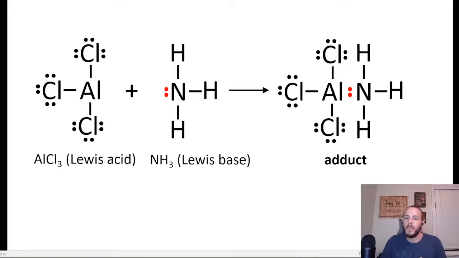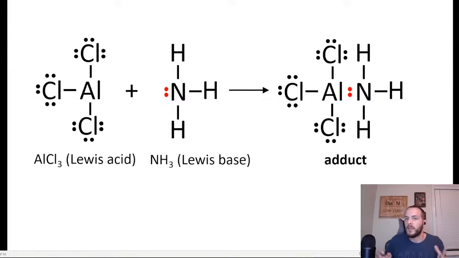So this is a molecule in which you basically connected these two smaller molecules together, right? So that's basically what a Lewis acid base reaction looks like, where you have aluminum trichloride, that's the Lewis acid, the electron pair acceptor, and NH3, ammonia, the Lewis base, the electron pair donor, reacting to form this adduct.